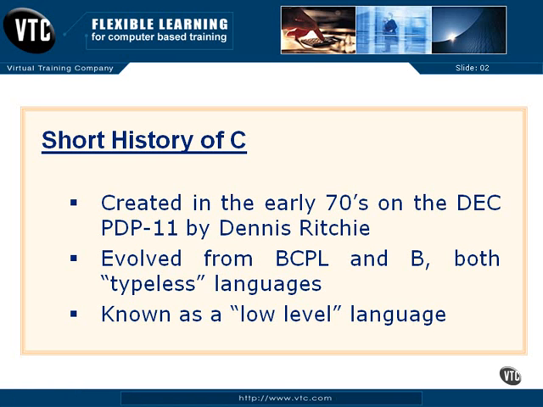Okay, let's take a little tour in the Wayback Machine and do a short history of the C programming language. C was originally created in the early 70s, along about 1972, by Dennis Ritchie on the Digital Equipment Corp PDP-11 system. Ritchie wrote most of Unix and the C compiler itself in C, which is kind of interesting.